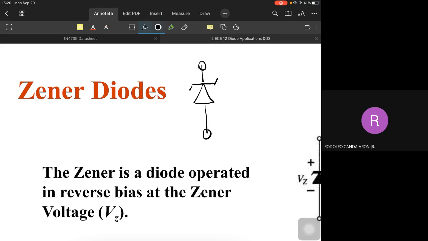So, ang operation sa Zener diode is in the reverse bias na operation. Reverse bias na state. Operates in the reverse bias na state. Reverse bias. Okay.